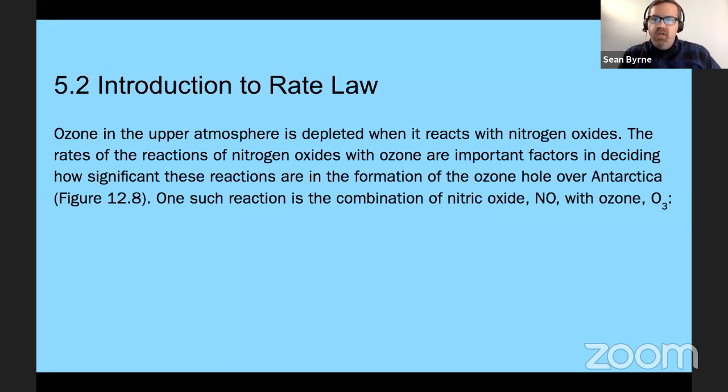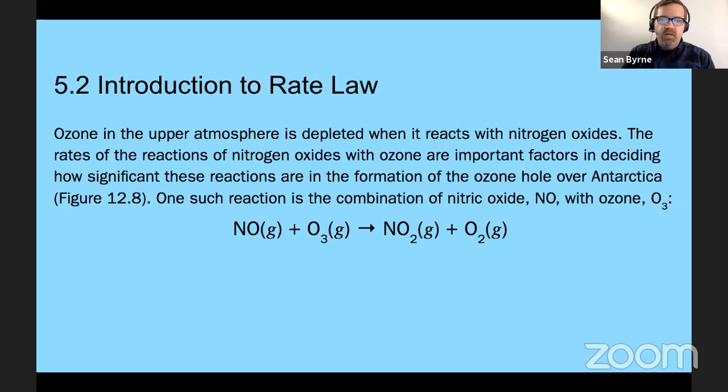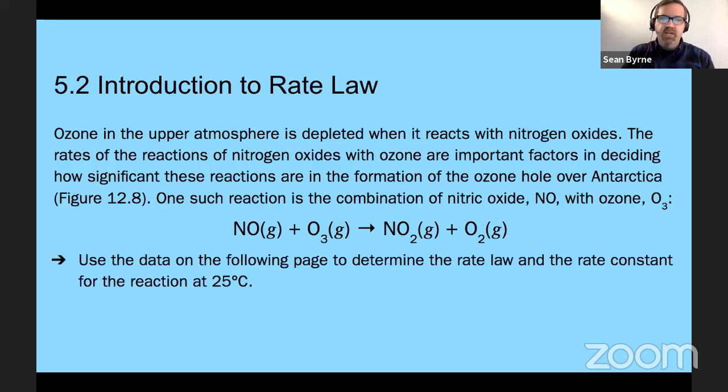Giving you some specific information about ozone here, we know that ozone reacts with nitric acid. I'm going to give you a whole lot of data here, and we want to use that data to determine the rate law and the rate constant for the reaction at 25 degrees Celsius. It's nice that they tell us the temperature isn't changing, so we don't need to worry about the rate law or the rate constant changing. The only way it would change is if it was at a different temperature.